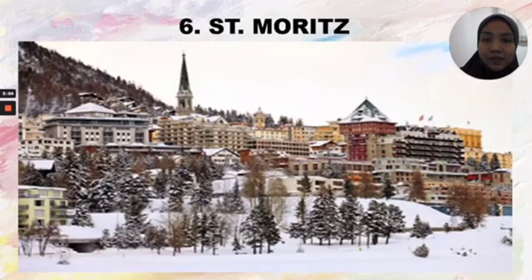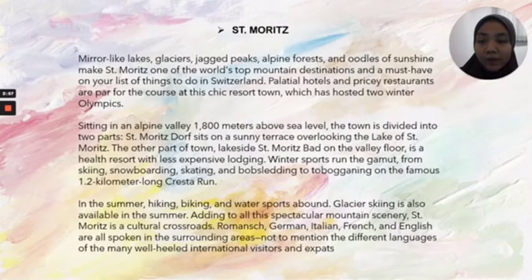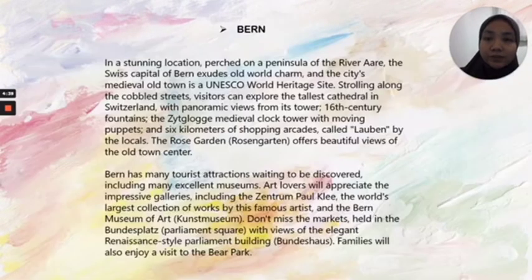treasure. Six is St. Moritz. Mirror-like lakes, glaciers, alpine forest and lots of sunshine make St. Moritz one of the world's top mountain destinations and a must on your list of things to do in Switzerland. Luxury hotels and private restaurants are par for the course at this town, which has hosted two Winter Olympics. Seven is Bern.